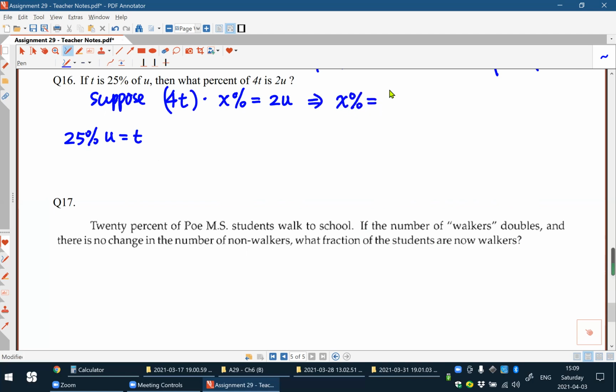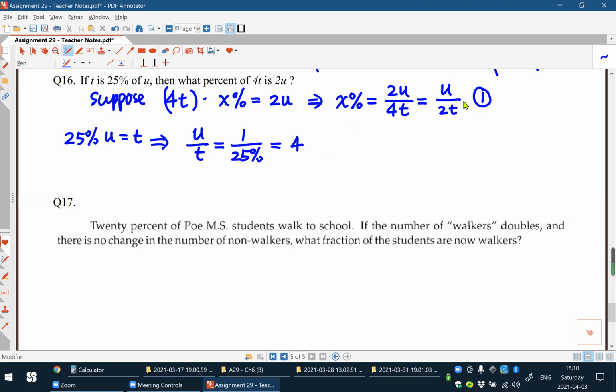X percent is actually 2U over 4T, right? So this is U over 2T. As long as we know the ratio between U and T, we can find X percent here. So from this given information, we know that U over T is 1 over 25%, which is 4, right?